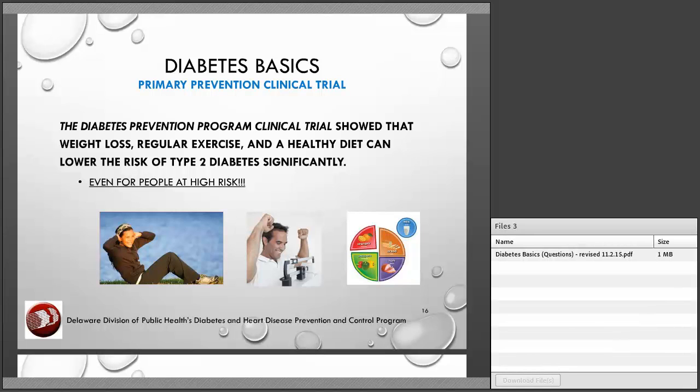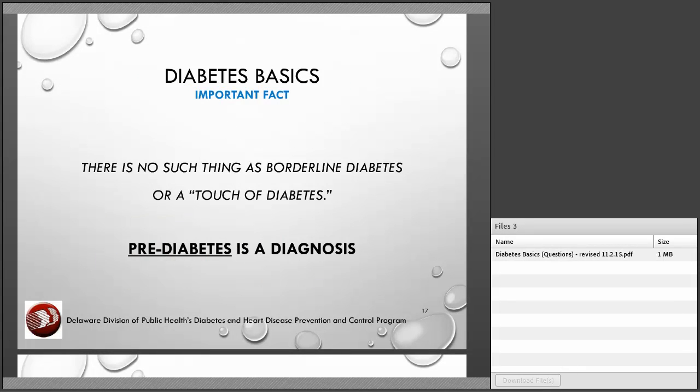Primary prevention, as measured in research clinical trials, is weight loss, regular exercise, and a healthy diet, which can lower the risk of type 2 diabetes significantly, even for people at high risk. So, an important fact: there is no such thing as borderline diabetes or just a touch of it. Prediabetes is a diagnosis.